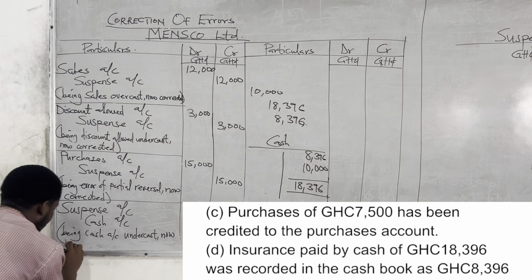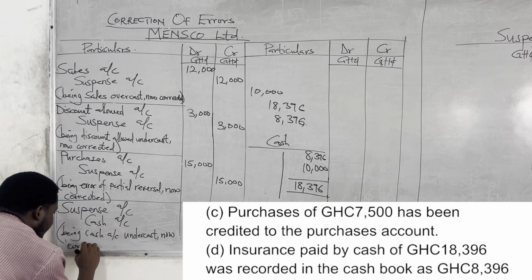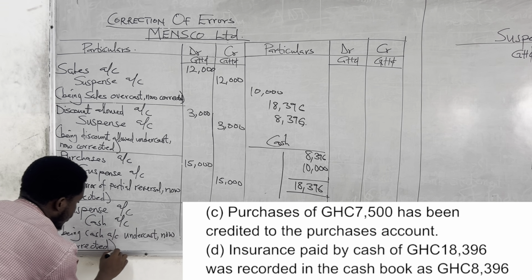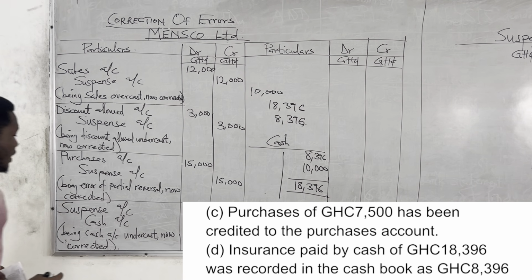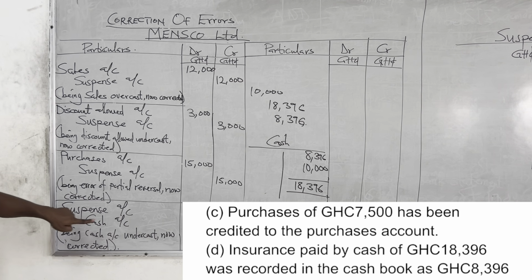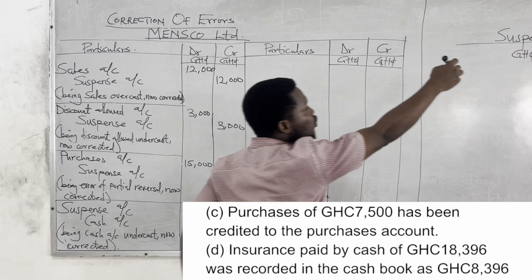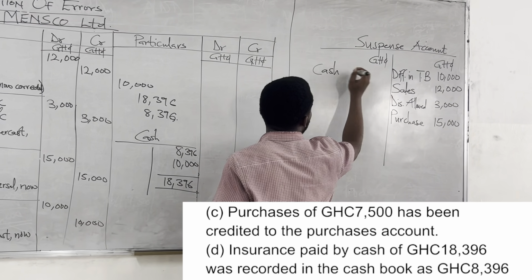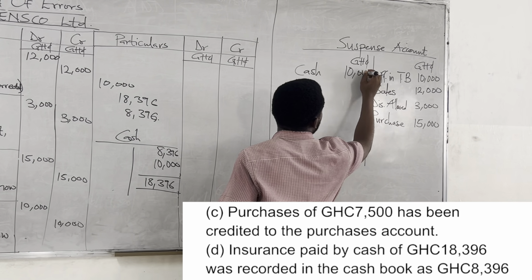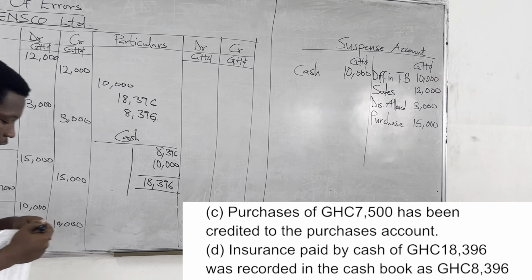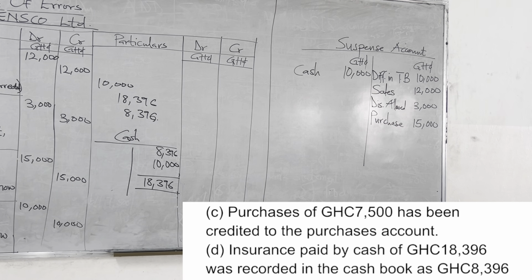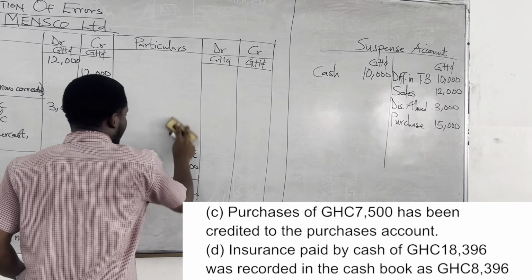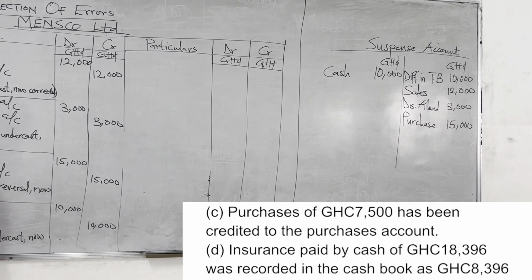Now corrected. So this will be your figure, then your narration, then you underline. Now, suspense account has been debited. So you go here and you debit your suspense account in the name of cash. So cash, the amount is 10,000. Now, you go to the next one.